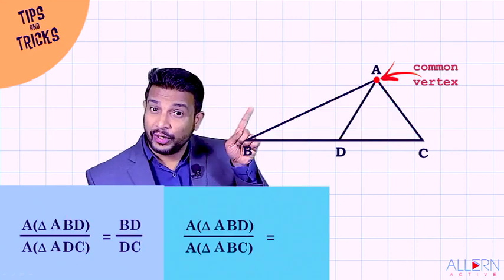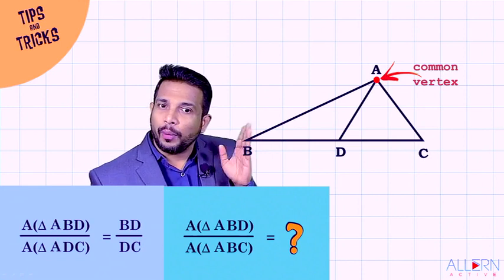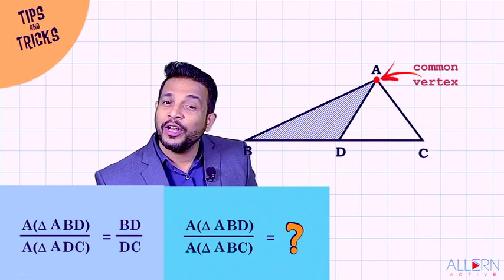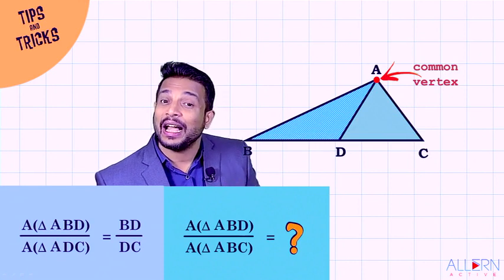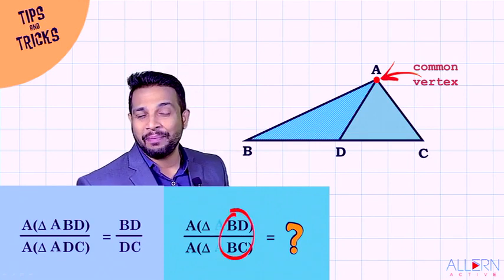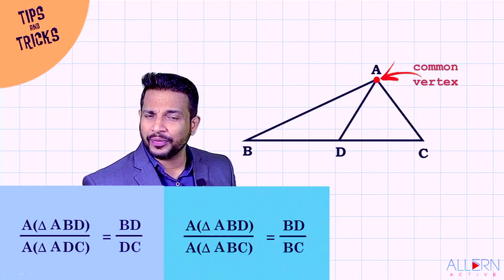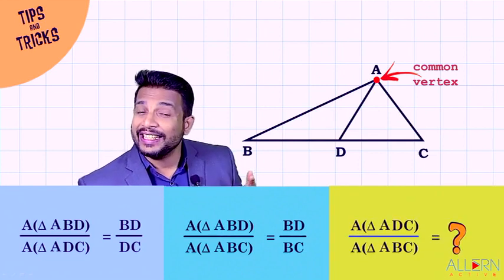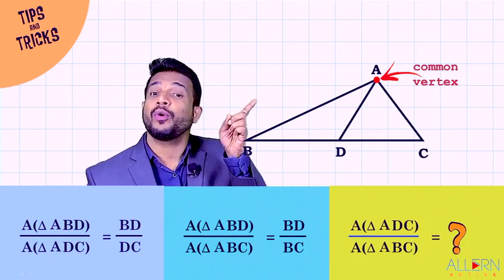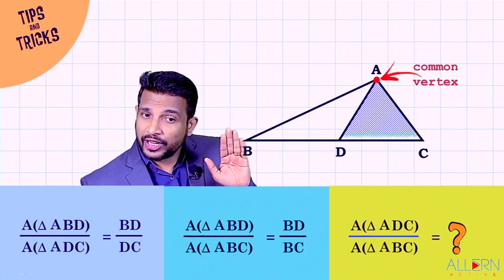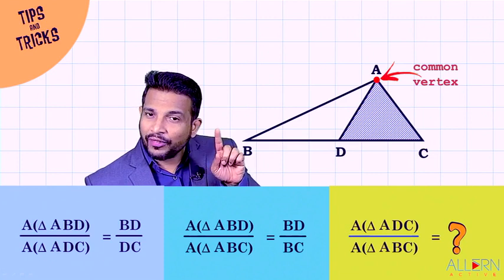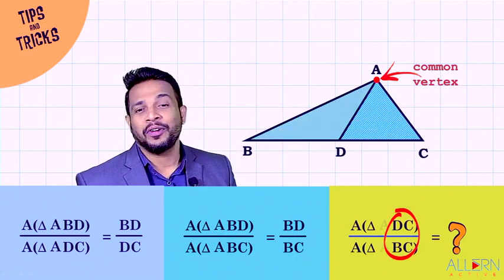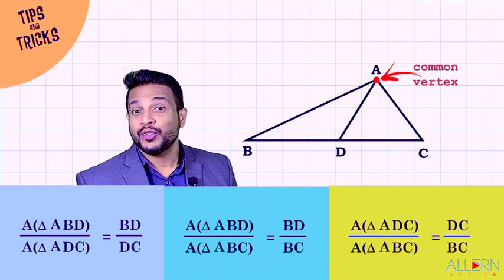Here we know common vertex is A. So if A is the common vertex, then base upon base means what? It is going to be BD upon BC, base upon base. So easy to write, right? Same way, if I give you the third set of triangles here, area of triangle ADC upon area of triangle ABC, because we know A is the common vertex, so just remove that, and whatever is left is nothing but base upon base. So we can write it as DC upon BC. Right? This is very, very important.